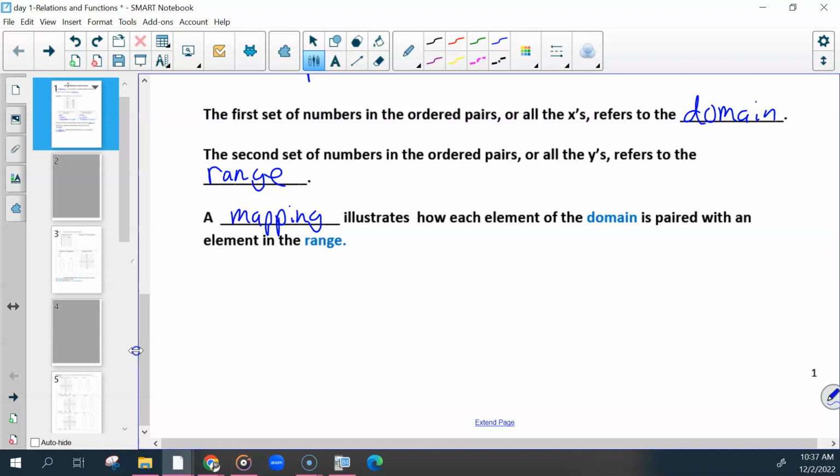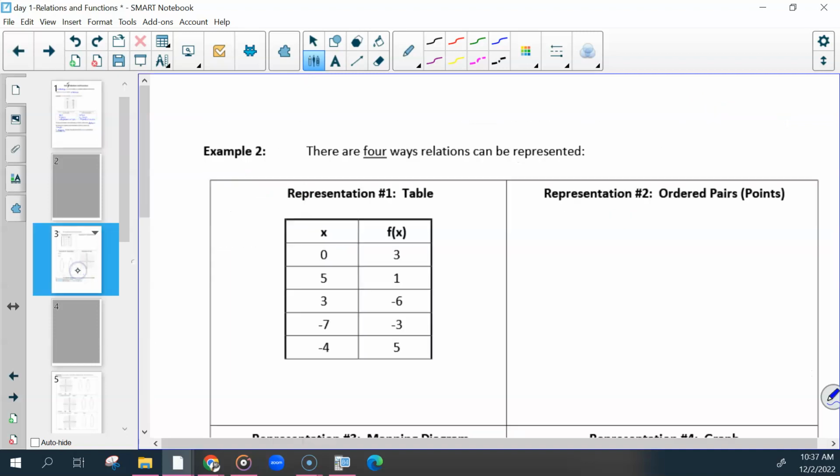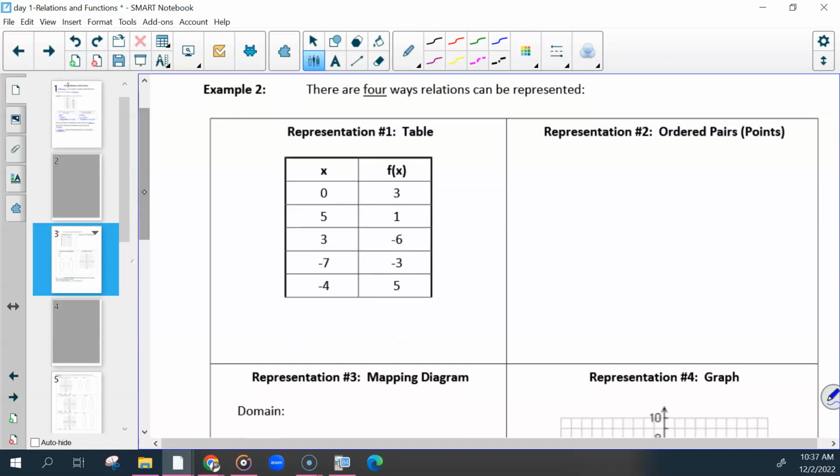So lots of vocab in this. Right, so there are four different relations, and these are the different ways they can be represented. We talked about ordered pairs. It could also be represented as a table. So we're going to take this table and represent it the other ways.